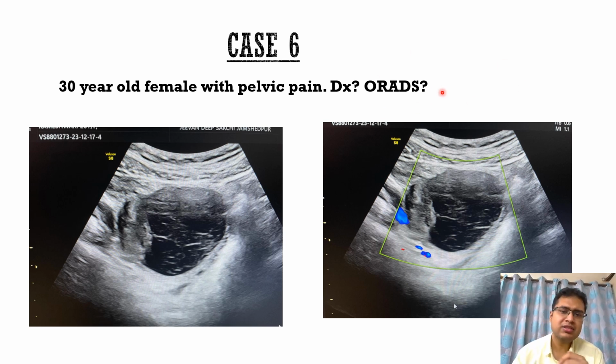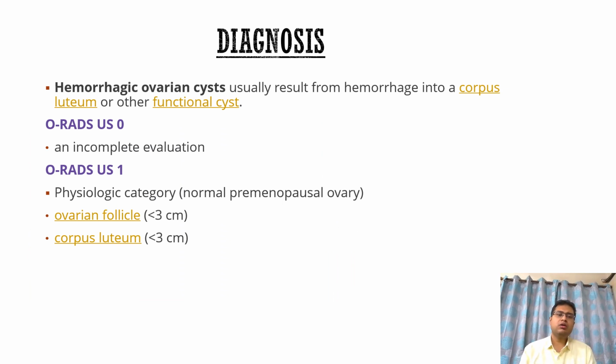What is the O-RADS? So this is a teaching point here, that always try to give O-RADS in all the ovarian lesions or adnexal lesions as much as possible on ultrasound. Coming to the O-RADS proper, this is a case of hemorrhagic ovarian cyst, which usually results from hemorrhage into the corpus luteum or other functional cysts. O-RADS 0 is an incomplete evaluation. O-RADS 1 is the physiologic category, which is seen in a normal premenopausal ovary, that is an ovarian follicle less than 3 centimeter or a corpus luteum less than 3 centimeter, has to be labeled as O-RADS ultrasound category 1.